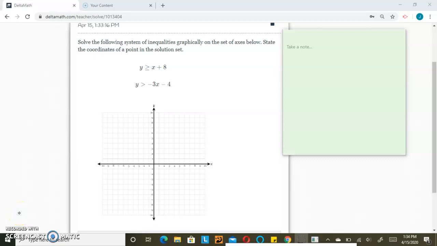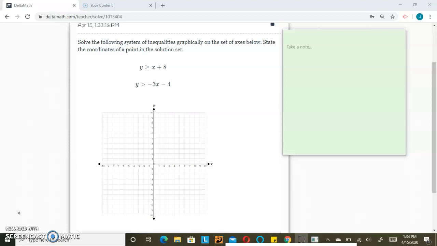Hi everyone. So today what we're going to be working on is graphing systems of inequalities. What that entails is graphing two inequalities on the same coordinate plane and seeing where their shading overlaps. Any point in that overlapping shaded region is considered a solution to the system. So if I look at my problem that I have up on my screen, I have two inequalities.